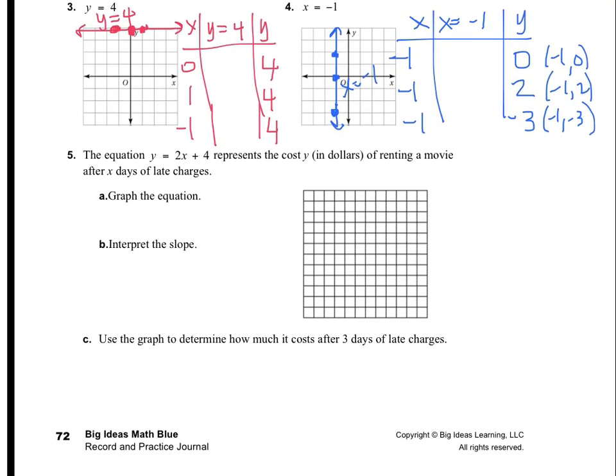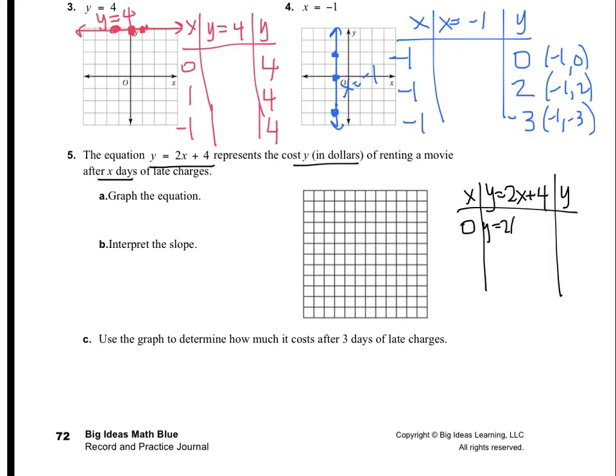All right, last one together. The equation y equals 2x plus 4 represents the cost in dollars of renting a movie after X days. We have to graph the equation, and if you don't know what to do, what do you make? Excellent, a chart. So I've got X, I've got y equals 2x plus 4, and y. So I plug in 0, so y equals 2 times 0 plus 4. Make sure you follow order of operations. That gives you 4.